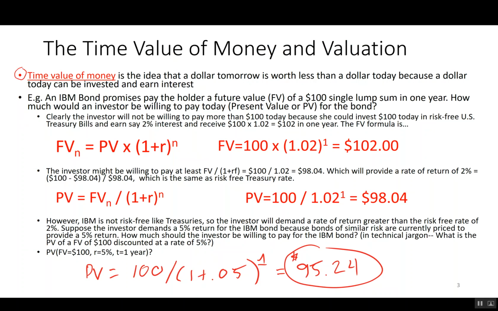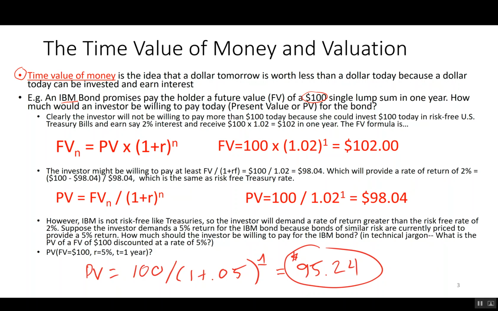The concept of time value of money is the idea that a dollar tomorrow is worth less than a dollar today, because a dollar today could be invested and earn interest and be more valuable. So let's do a very simple example. Suppose IBM, the corporation, issues a bond that promises to pay the future value of a $100 lump sum. So that's going to be delivered to you in 1 year. How much would you be willing to pay today, and we call that the present value, for this bond?